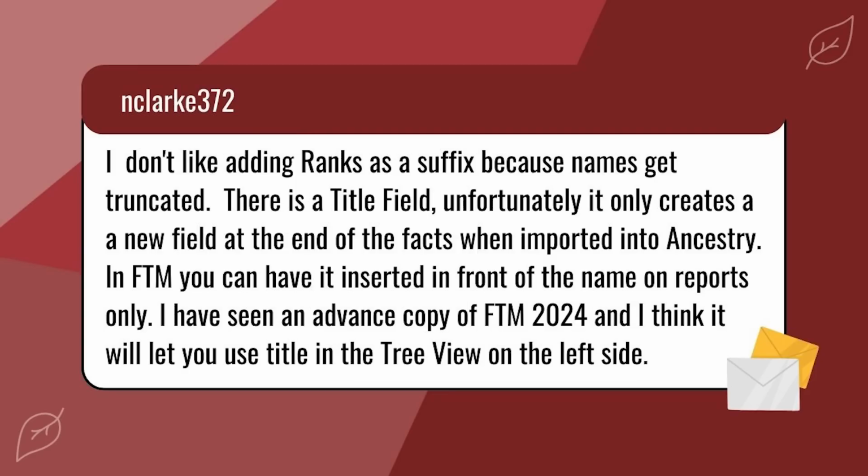Now, N. Clark made a great point. Ranks as suffixes often get truncated, and while Family Tree Maker allows titles in reports, Ancestry doesn't display them properly. And Clark mentioned that Family Tree Maker 2024 might finally allow titles in the tree view, so maybe there's hope on the horizon. But it just depends on whether that information will be lost going up to Ancestry, and whether you can transfer it to other platforms as well. That is really the issue.